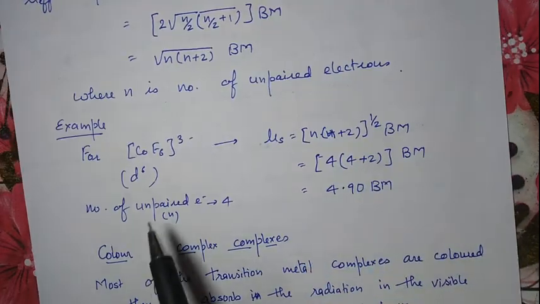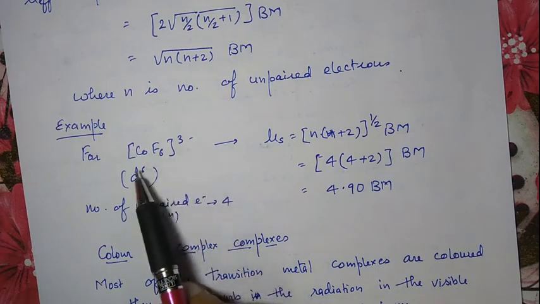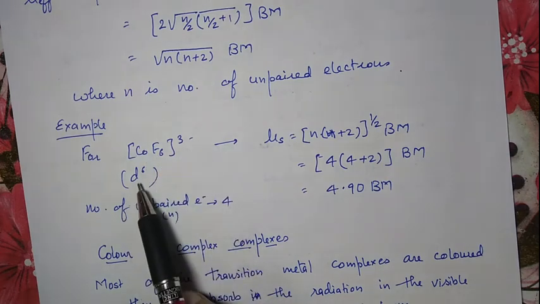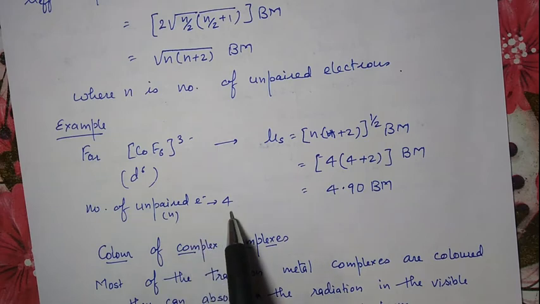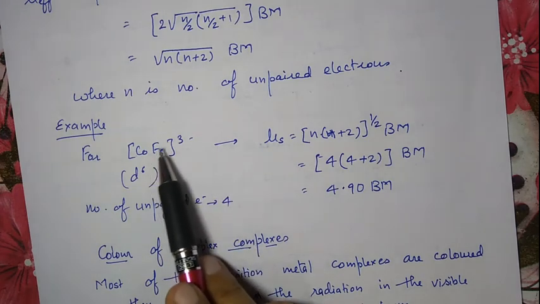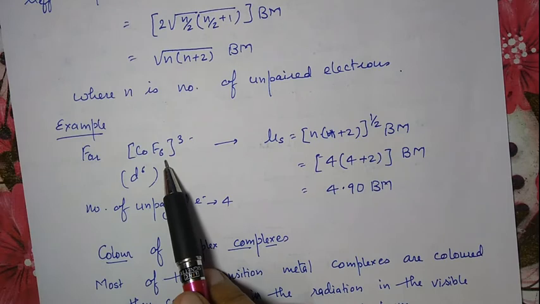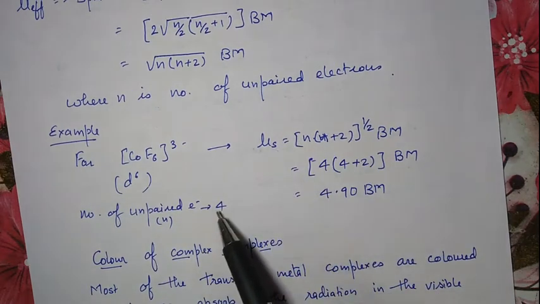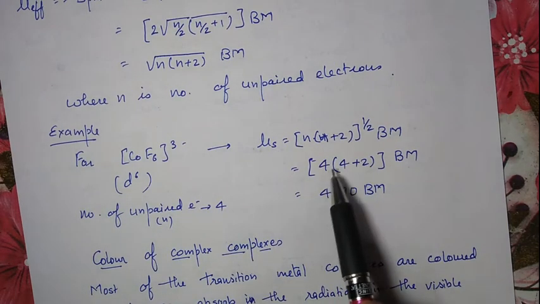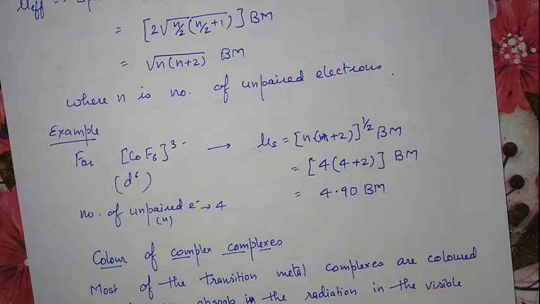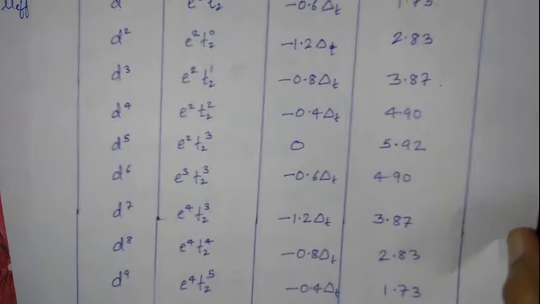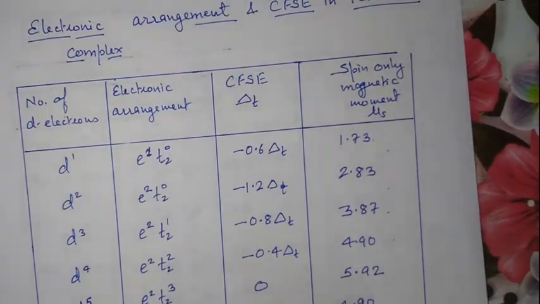For example, this is a complex of cobalt with configuration d6. The number of unpaired electrons will be 4 because fluoride is a weak field ligand. On the basis of this number of unpaired electrons, you can calculate this mu s, and in this way you can calculate the mu s value for each configuration.